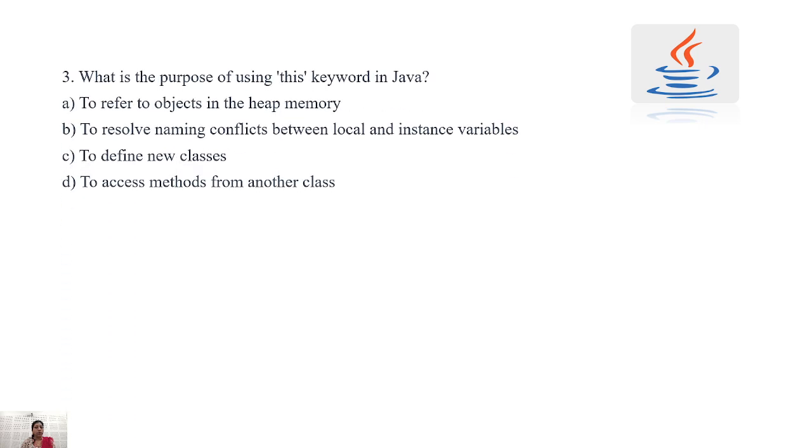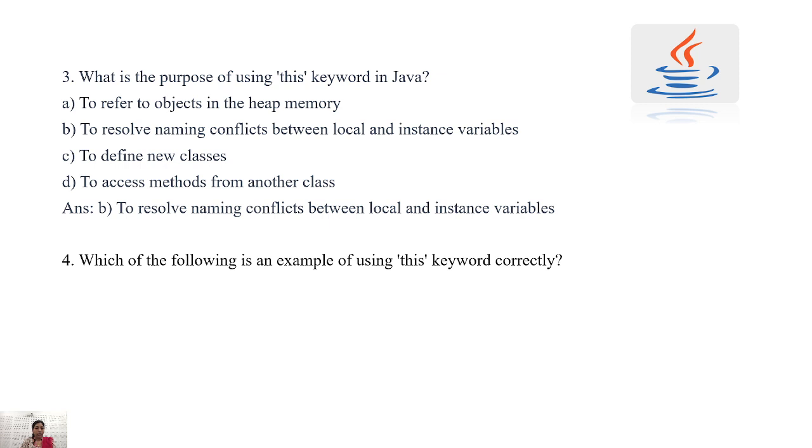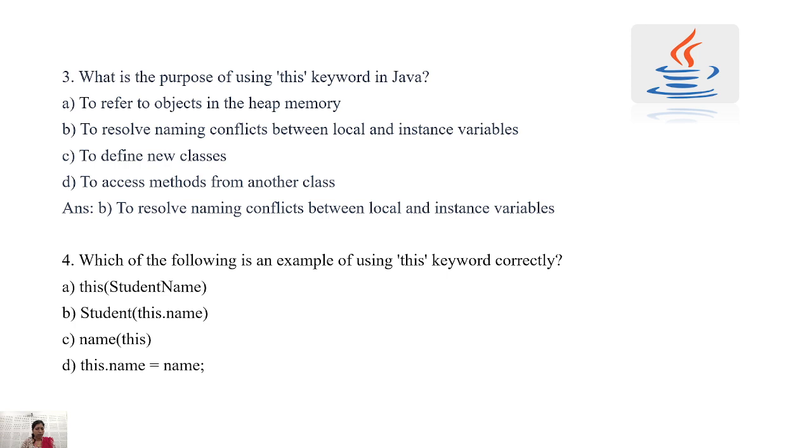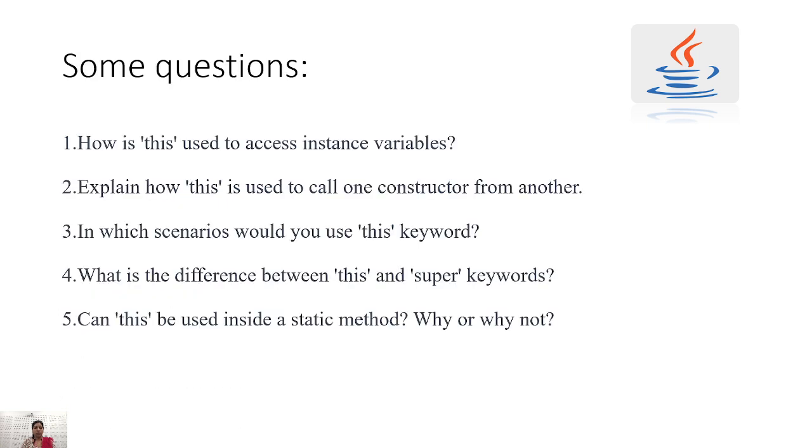What is the purpose of using the this keyword? To resolve the naming conflicts between the local and the instance variable, right? Which of the following is an example of using the this keyword correctly? Which syntax is correct here? Yes, we have already seen it in the demo and in the syntax also: this.name = name.